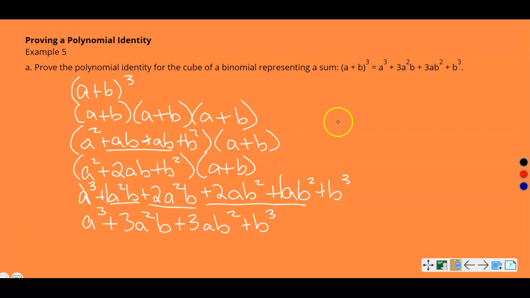All right, now let's look up here and see what it has. So there's a cubed. We have a cubed plus 3a squared b plus 3ab squared plus b cubed. All right, so we just proved the polynomial identity for the cube of a binomial, a plus b quantity cubed, equals this right here.